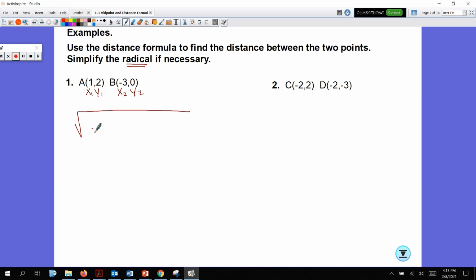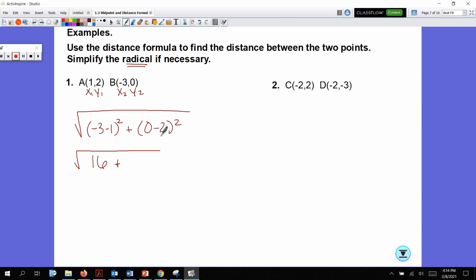So the difference of my x's, -3 minus 1, all of that squared, plus the difference of my y's, 0 minus 2, all of that squared. -3 minus 1 is -4. When you square a negative, if you're not putting it in parentheses, you're going to get the wrong answer on your calculator. But -4 times -4 is positive 16 all day long.